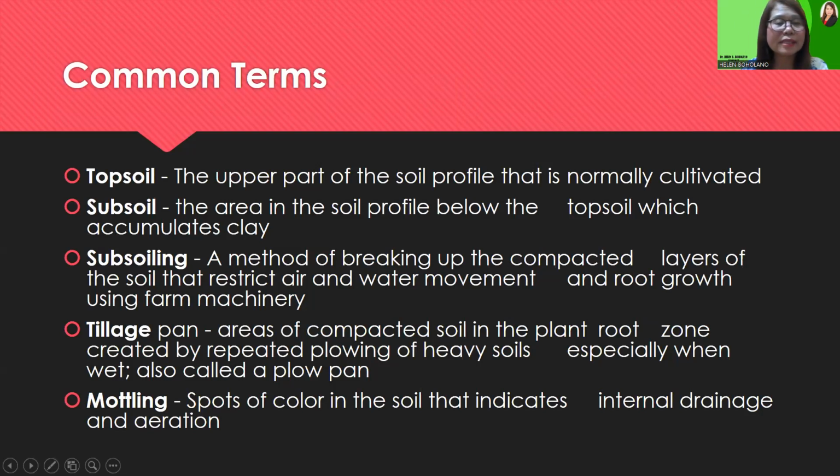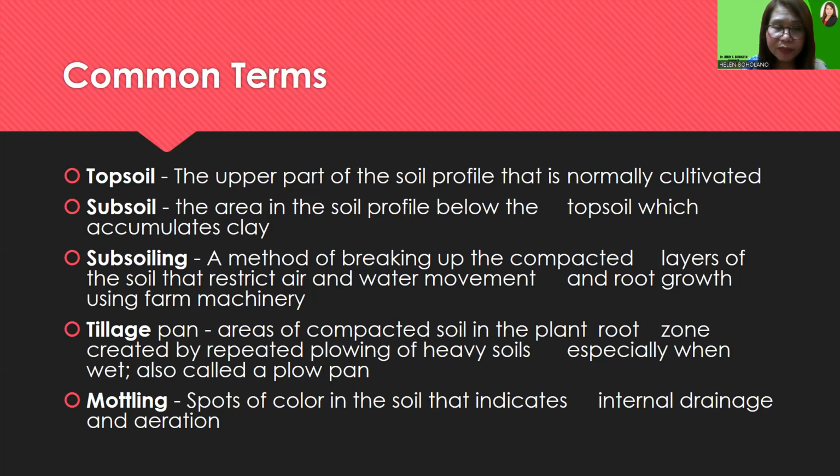The subsoil is the area of the soil profile below. Sub is below, top is above. Subsoiling is a method of breaking up the compacted layers of the soil that restrict air and water movement and root growth using farm machinery. Then tillage pan is the area of compacted soil in the plant root zone created by repeated plowing of heavy soil, especially when wet, which is also called the plow pan.